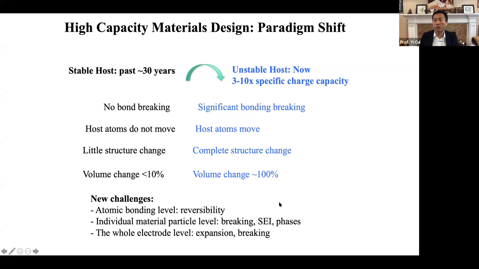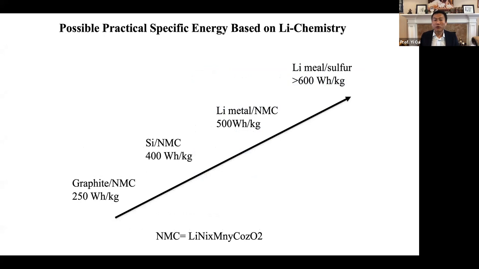If we learn how to enable the new material, we have a possibility. At the bottom is right now where the technology is. Per kilogram of the battery is 250 watt hour. That's a unit for the energy density of the batteries at this moment, roughly in a Tesla car. And can we go to 400, 500, or even higher?